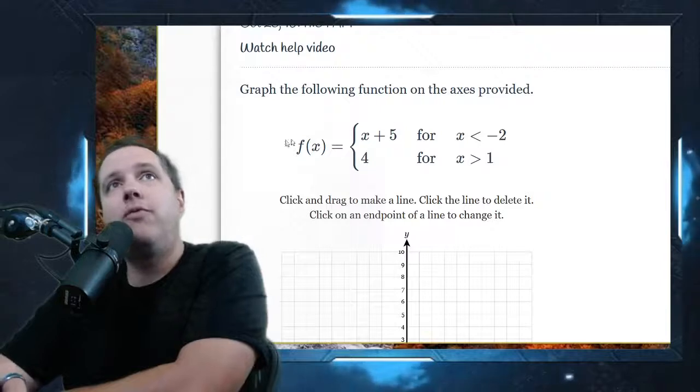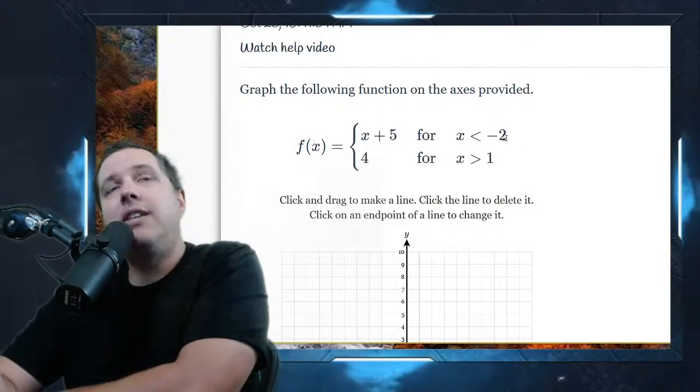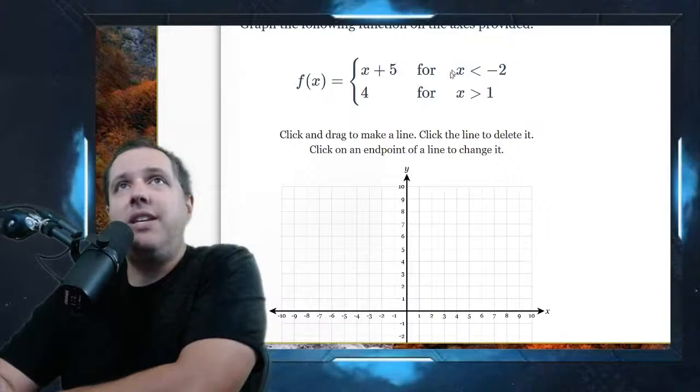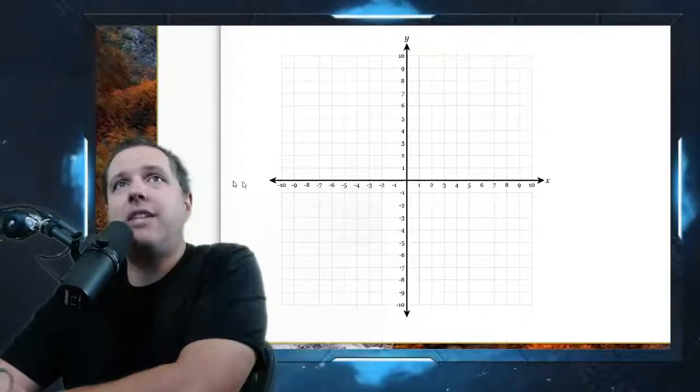Well, here we have two different functions. When x is less than -2, it's equal to this function. And when it's greater than 1, it's equal to this function. So what that means is these are x values. So remember, this is your x-axis.